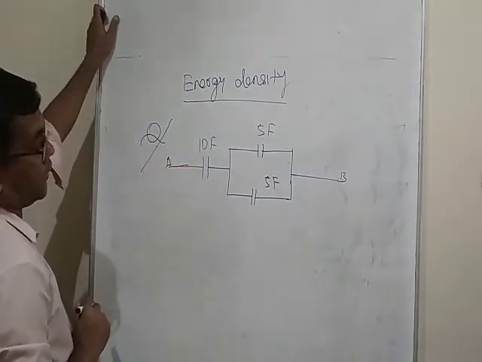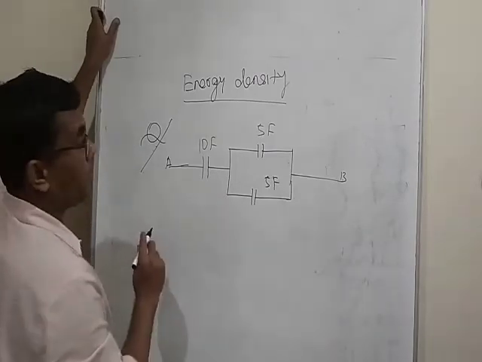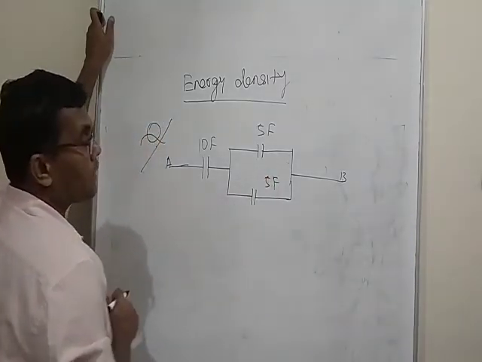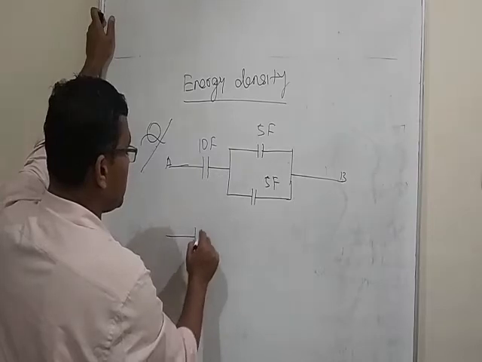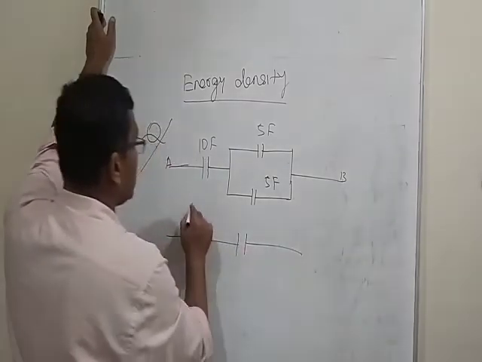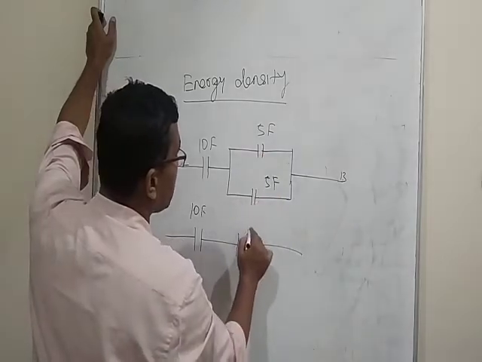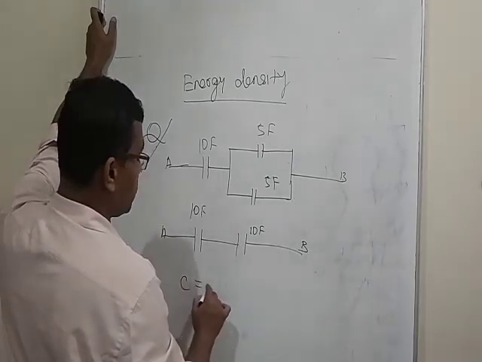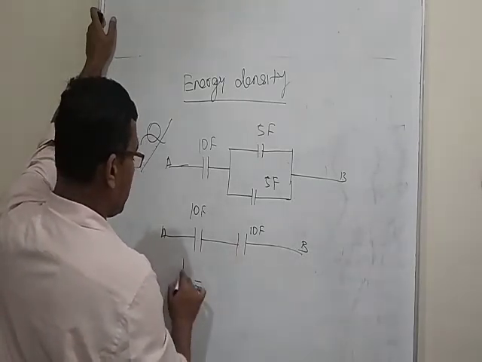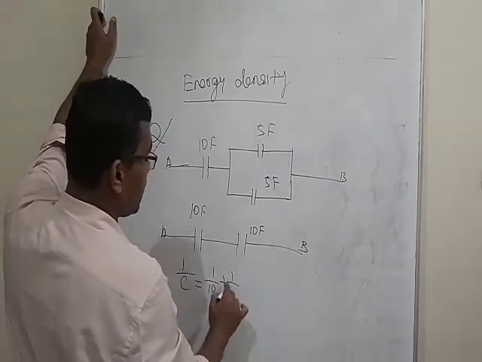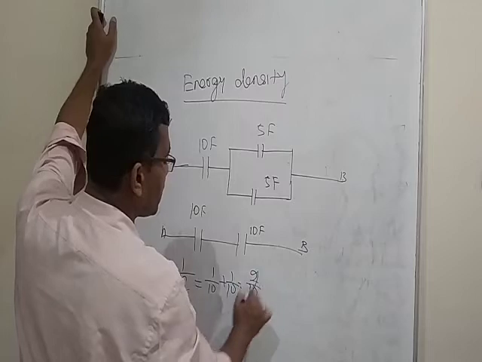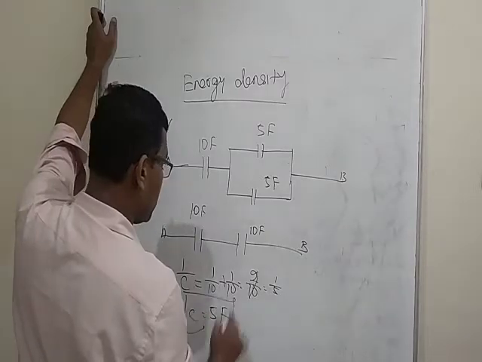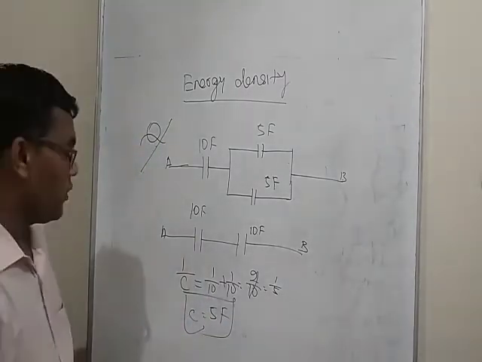Three capacitors connected. What is the total capacitance between A and B? Now 5 farad and 5 farad are parallel. I mean that parallel is C0, C1 plus C2. Now the circuit is 10 farad, 5 farad in parallel, 10 farad. The total capacity C is 10 and 10 which are in series. So 1 by C is equal to 1 by 10 plus 1 by 10 is equal to 2 by 10, 1 by 5. So C is equal to 5 farad.